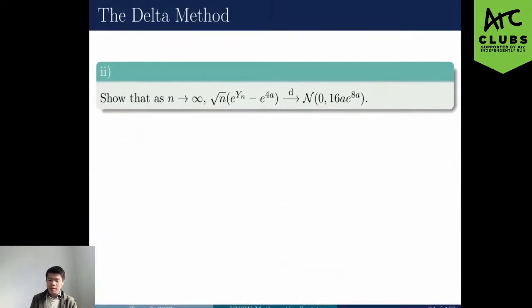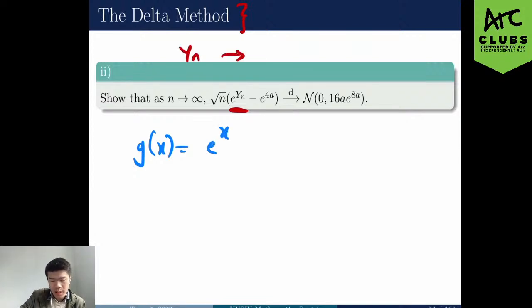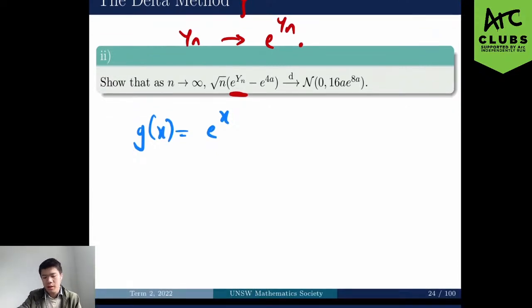Cool. All right, so you can kind of sense where this is going, because of the title, but also because now we're taking a function of Yn. We're going to use the delta method. So in this case, g of x is equal to e to the x, because we're going from the distribution of Yn to the distribution of e to the Yn. So g of x is equal to e to the x, and that means that we have to take the derivative to get e to the x.